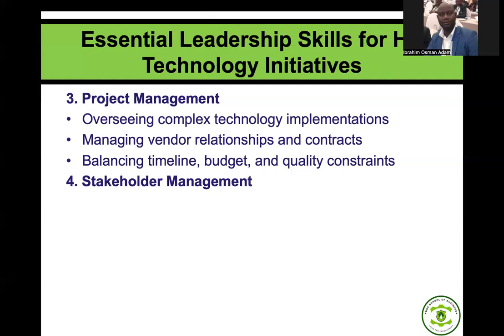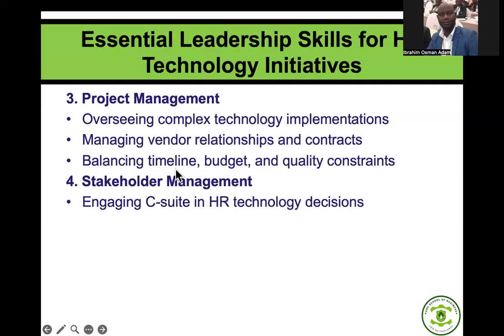Technology projects usually succeed or fail based on stakeholder support. You need the buy-in from the top executives. You need the cooperation from other departments. And you also need adoption from the end users, those who are going to use it. You need all their engagement. So usually we use a term that you need an engaging C-suite in human resource technologies.